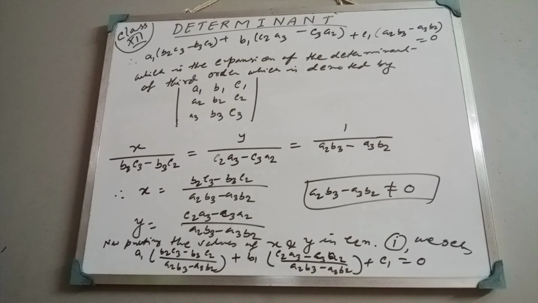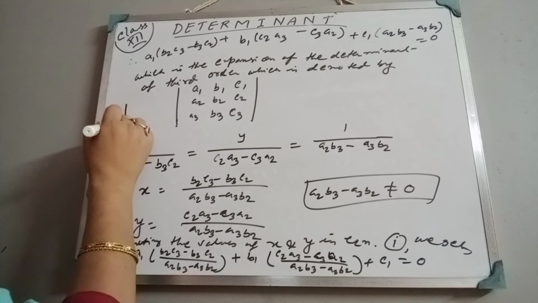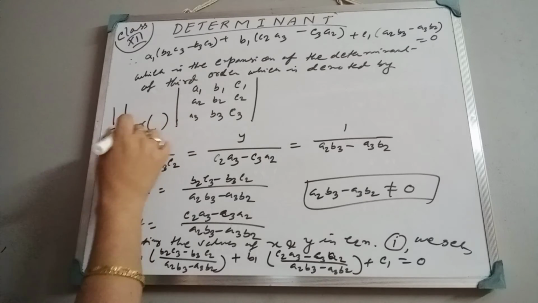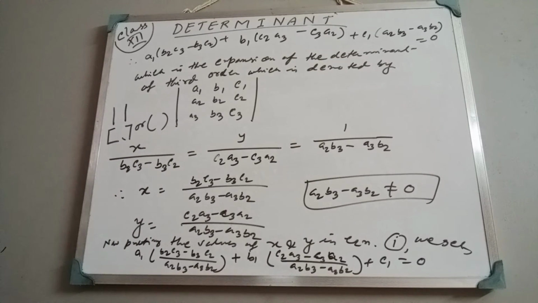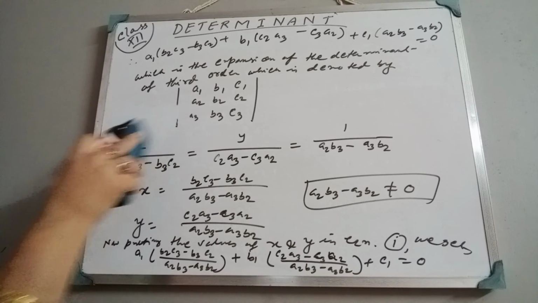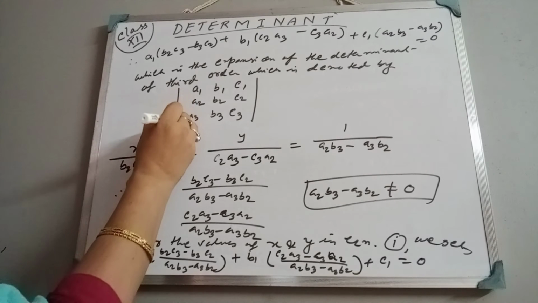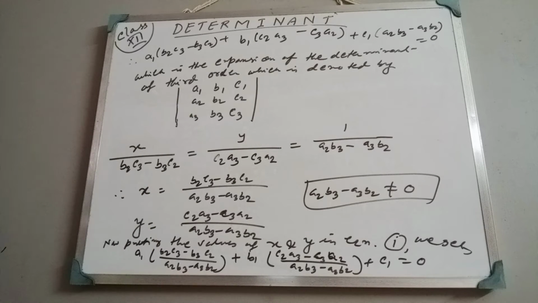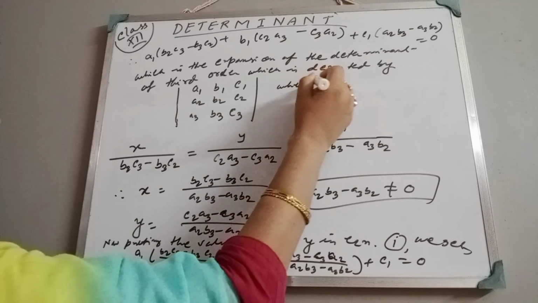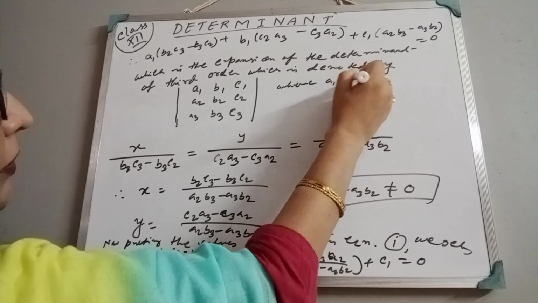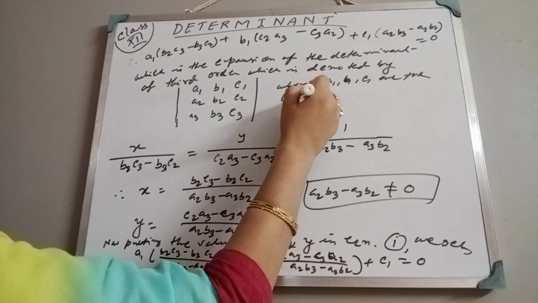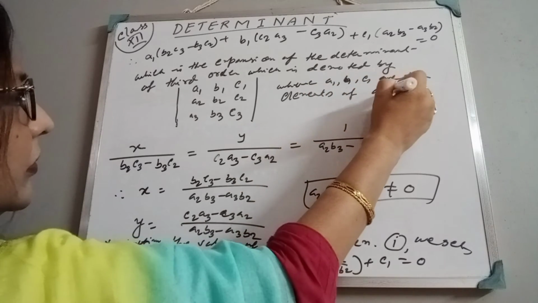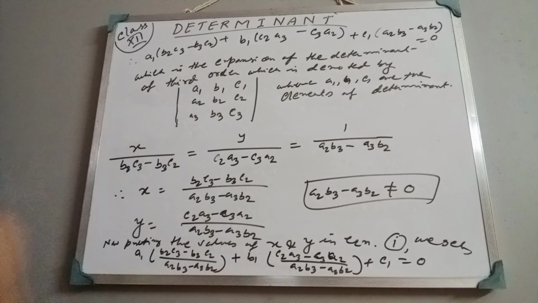And this is not the matrix. The determinant elements should be written within two perpendicular lines. The modular sign or perpendicular sign we write for determinant. Matrix we write with brackets. This is the matrix sign, this is the determinant sign. Don't forget. Now, for this determinant, a1, b1, c1 are the elements of the determinant.